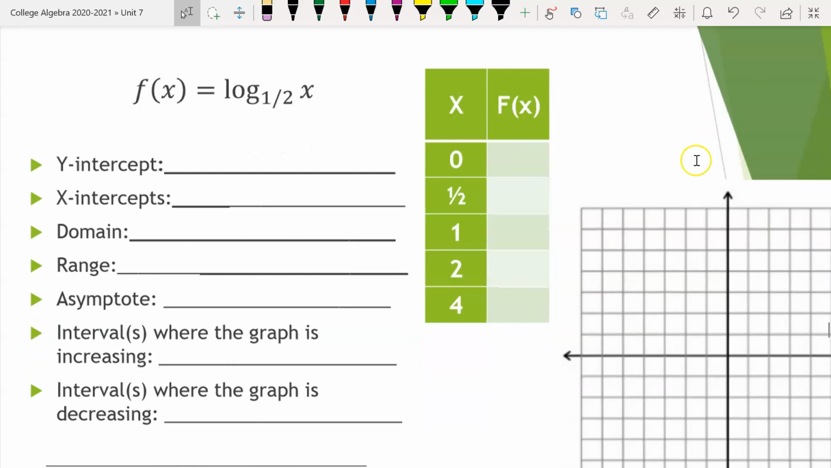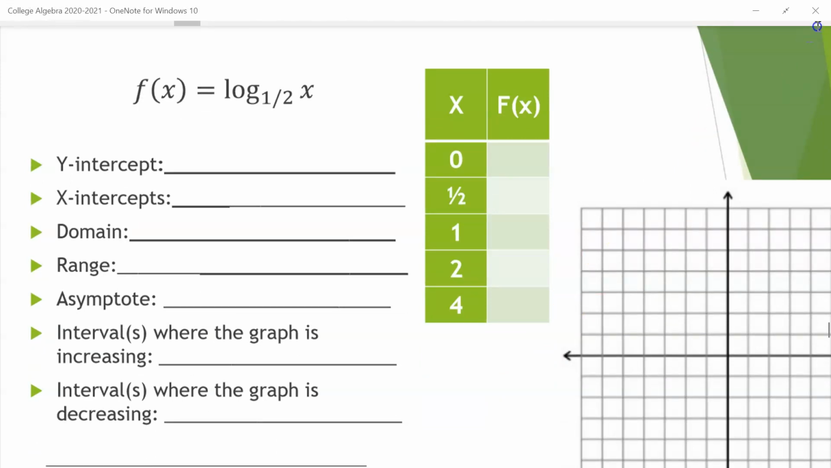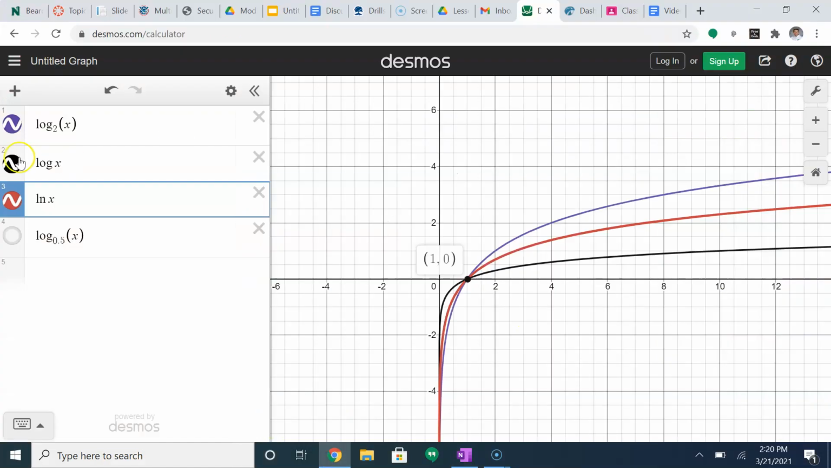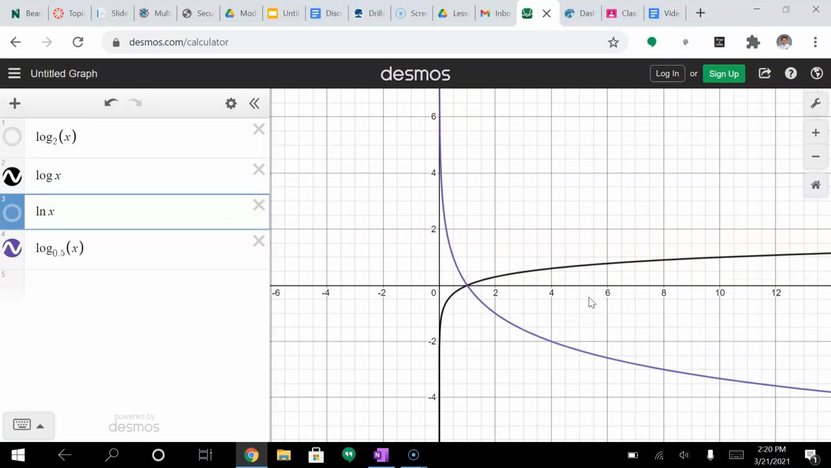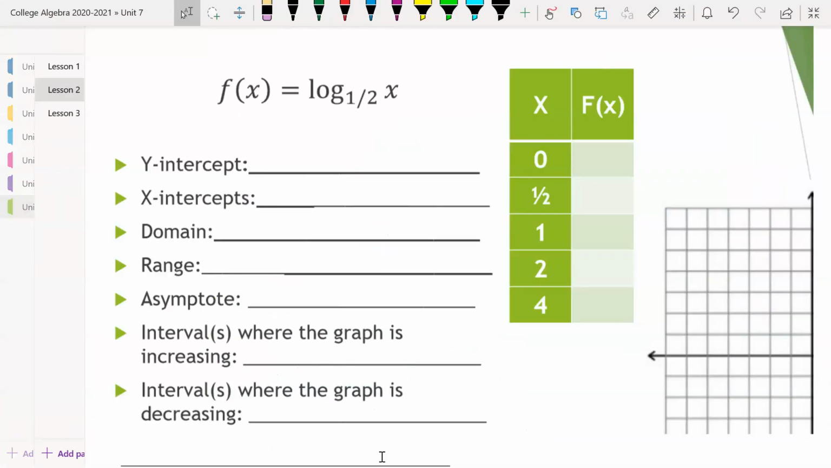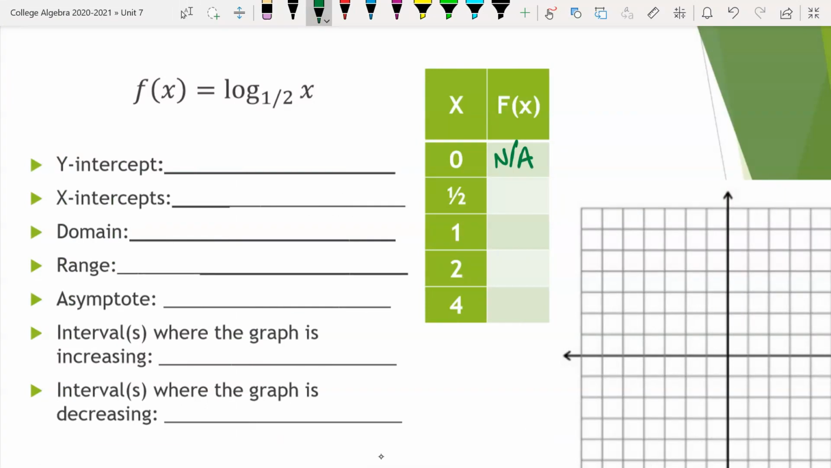Now log base 1/2 of x. If I do this, notice now instead of going up, it's going to be going down. So the base of 1/2 is going to be decreasing it, but the x-intercept is still going to be 1, 0. Now if I went to 1/2, I should be at 1 instead of -1, but now it's going to go to negative numbers. So we're going to do just kind of the same thing here. There's not going to be anything here. This will be 1.